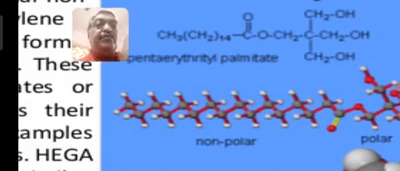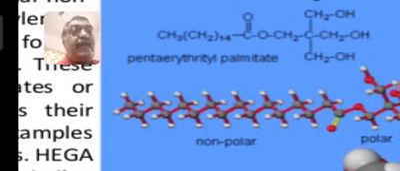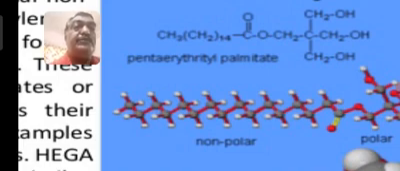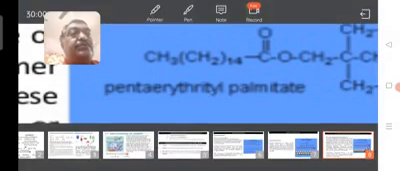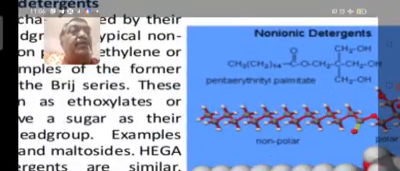But what you are expecting, it acts as a detergent without any charges. So the specific example that I have mentioned here is pentaerythritol palmitate. Okay, so this is an example connected to non-ionic.